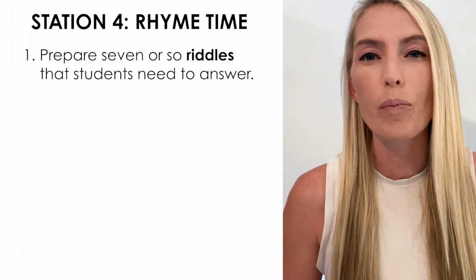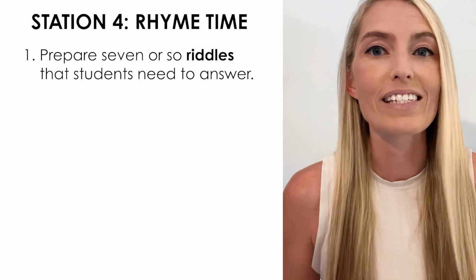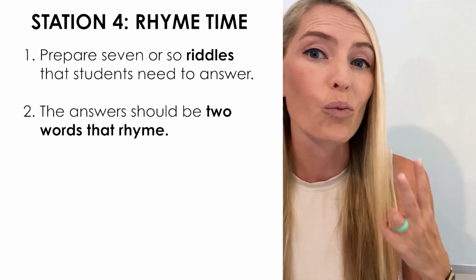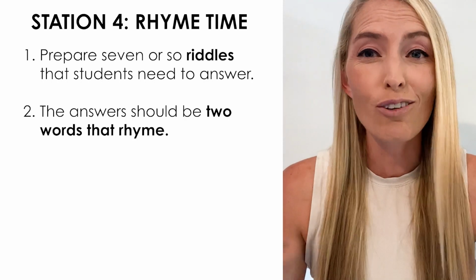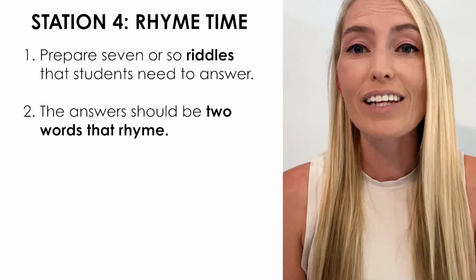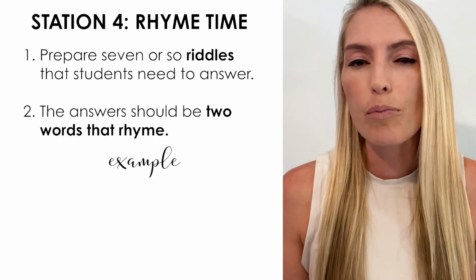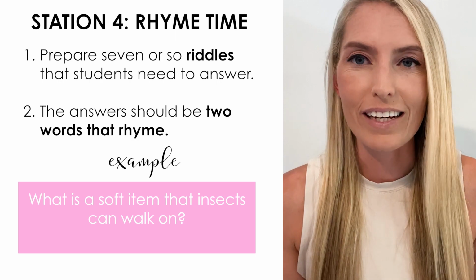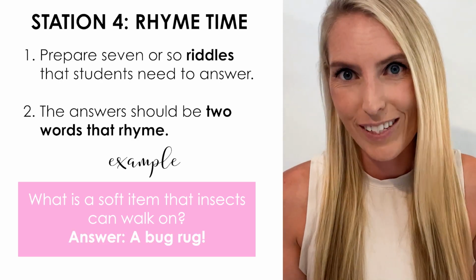All right, station number 4, we call Rhyme Time. At this station, you'll prepare 7 or so riddles that students need to answer, and the answer should be 2 words that rhyme. Again, ChatGPT and Google are going to be your best friends for finding those ready-to-go riddles. So for example, what is a soft item that insects can walk on? A bug rug. Silly, but fun.